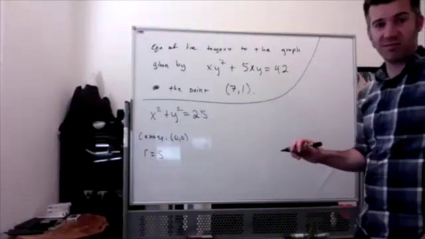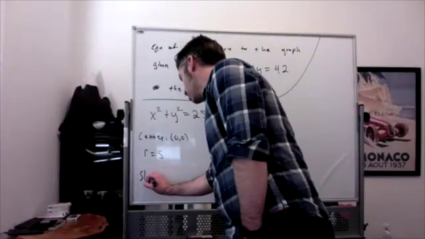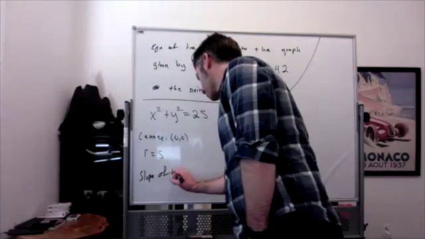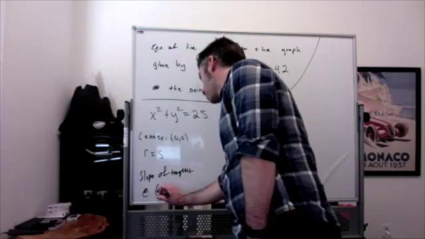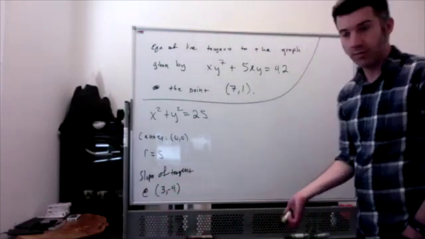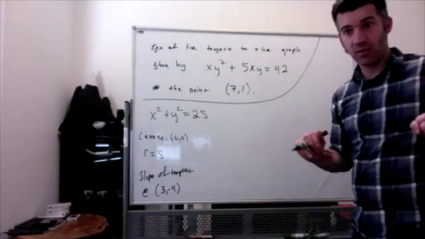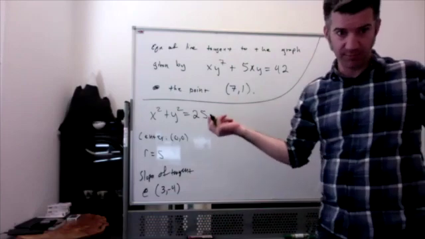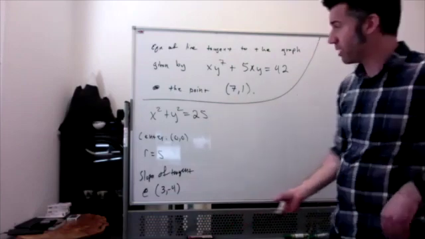Okay. So I want to find the slope of the tangent line at the point, let's say (3, -4), which definitely is a point on the circle. One way to do this, which we're not going to do, would be to solve for y, take the derivative, plug it in. Instead, I'm going to use implicit differentiation.